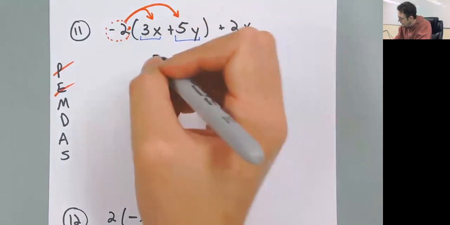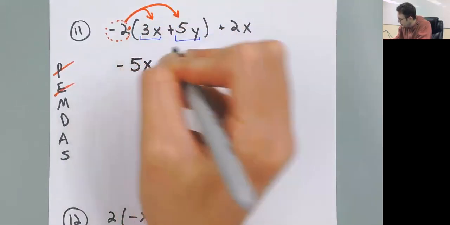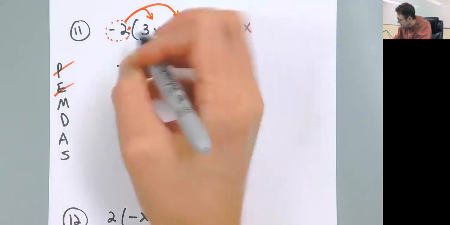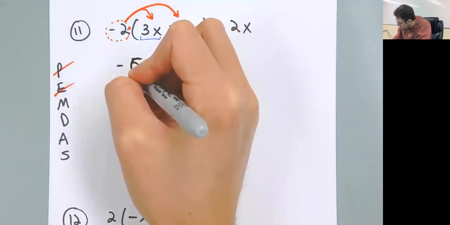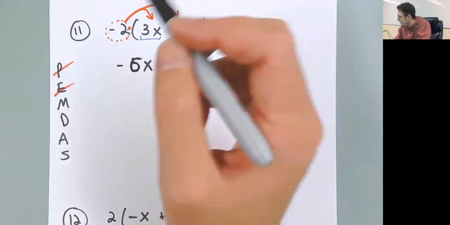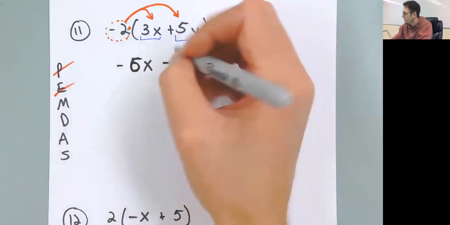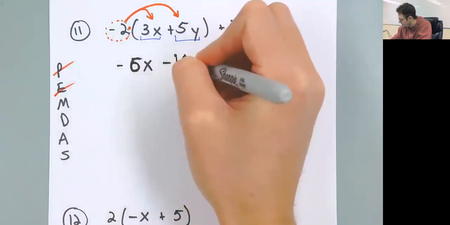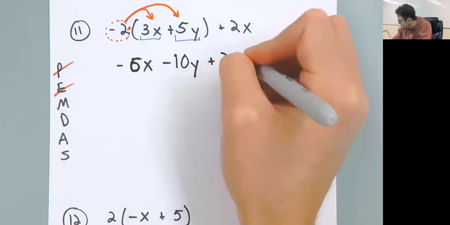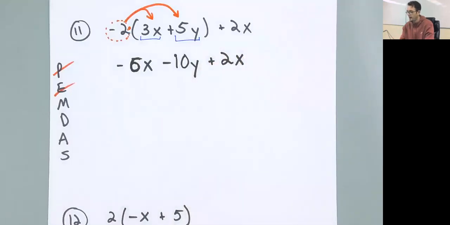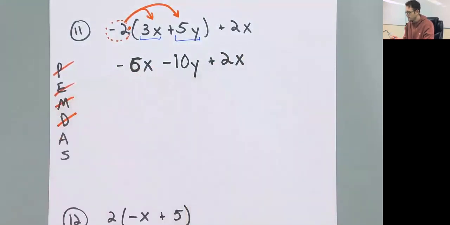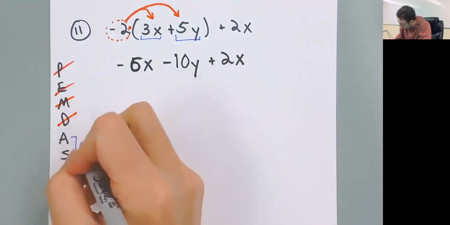So negative 2 times 3x is negative, why did I do that, that's supposed to be a 6. Negative 2 times 3x is negative 6x. Okay, negative 2 times 5y is negative 10y. Didn't touch this guy out here, so we're going to drop it. Plus 2x. Okay, wow. All right, cross that out. There is no division. So now we're down here to where we're going to start combining.